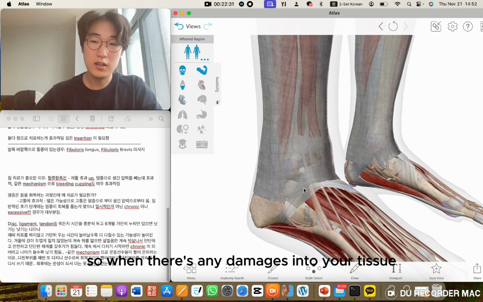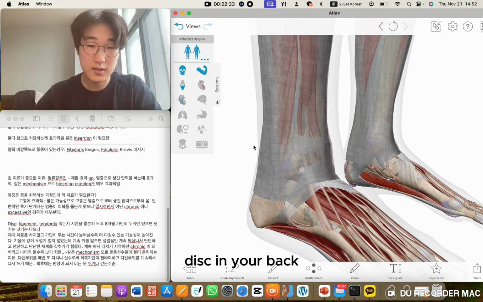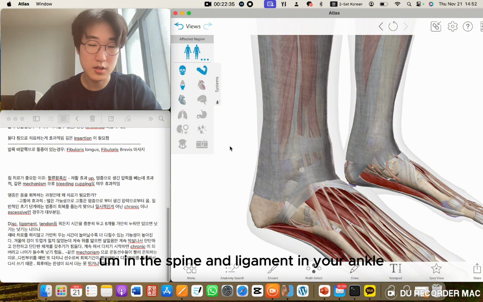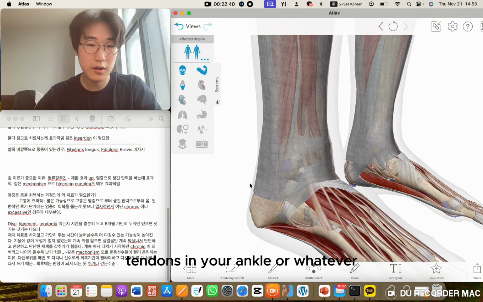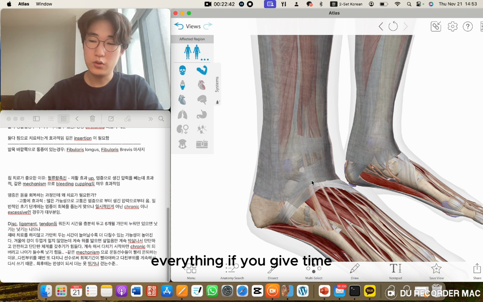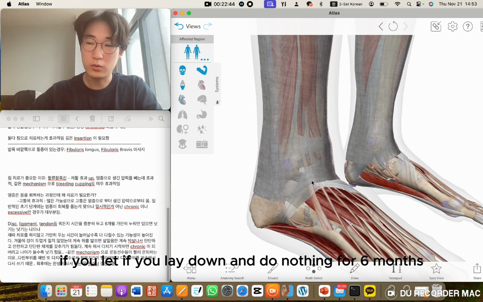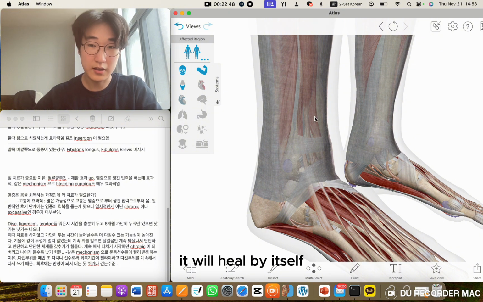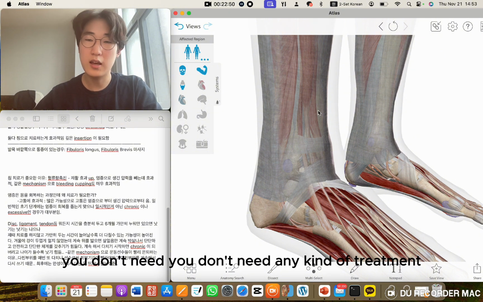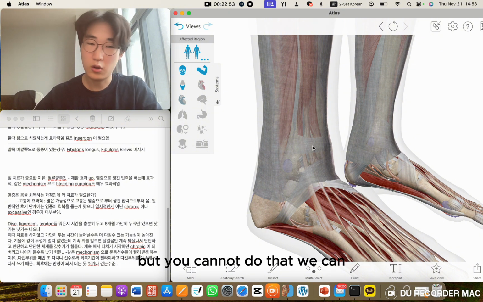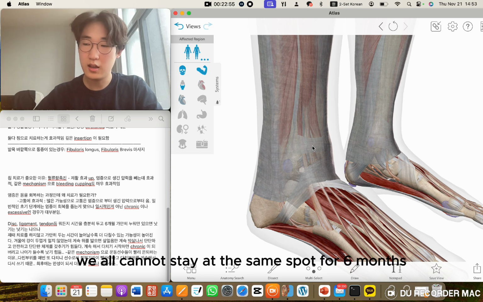So when there's any damage to your tissue, a disc in your back, in the spine, or ligaments or tendons in your ankle, or whatever, everything, if you give it time, if you lay down and do nothing for 6 months, it will heal by itself. You don't need any kind of treatment. But you cannot do that. We all cannot stay at the same spot for 6 months.